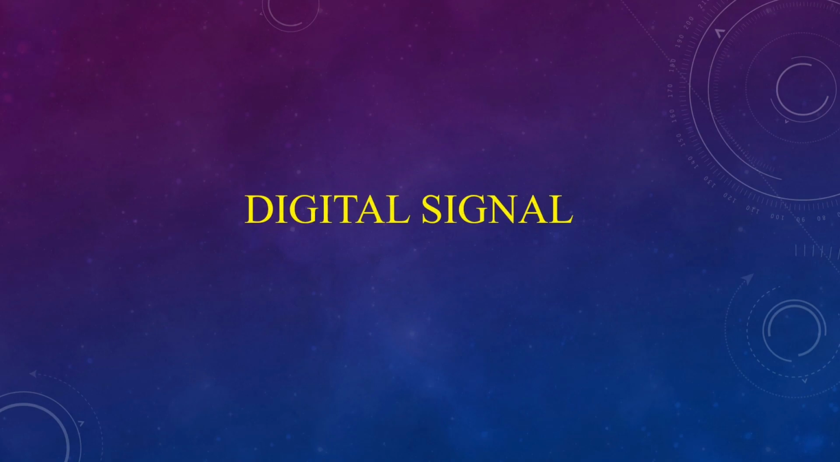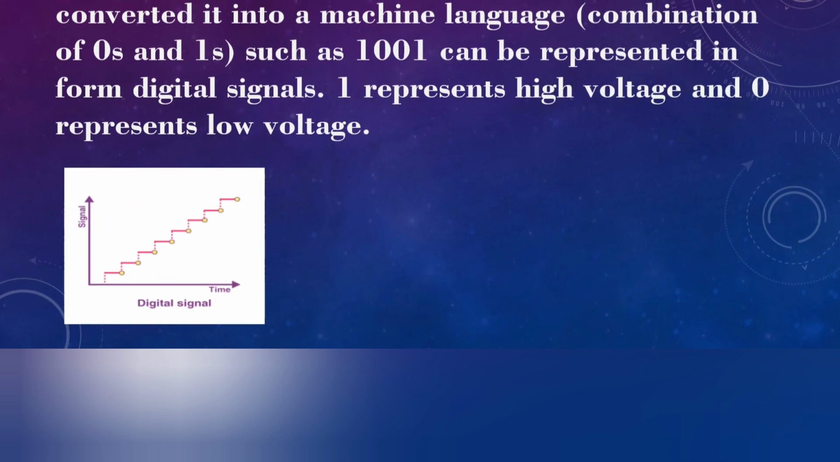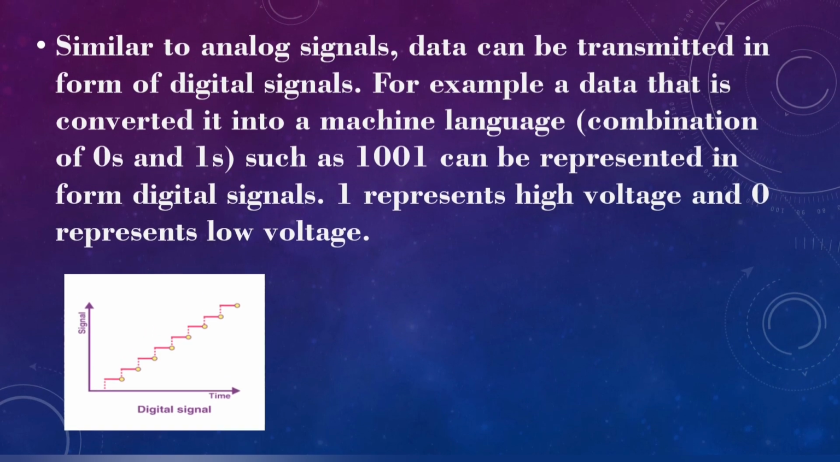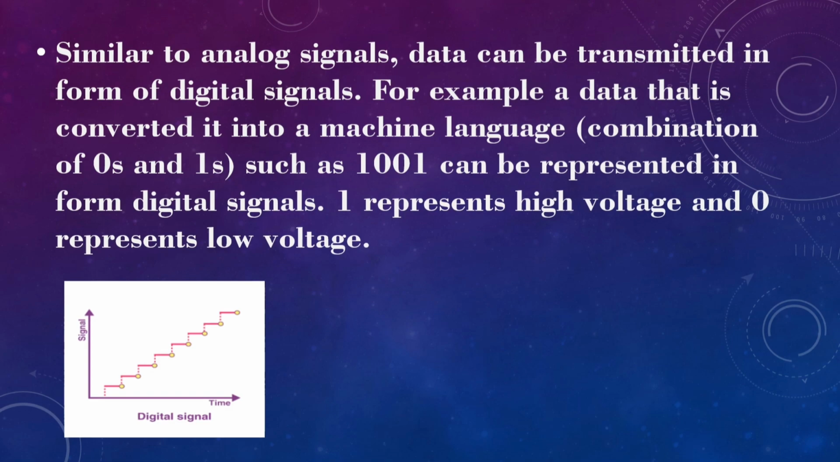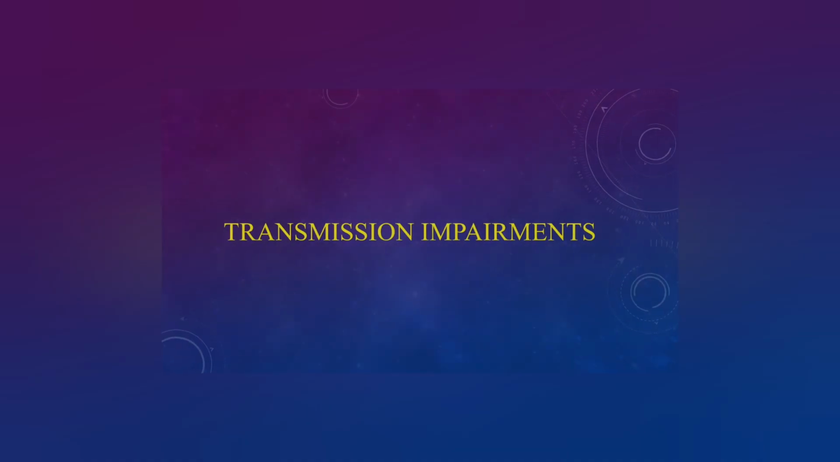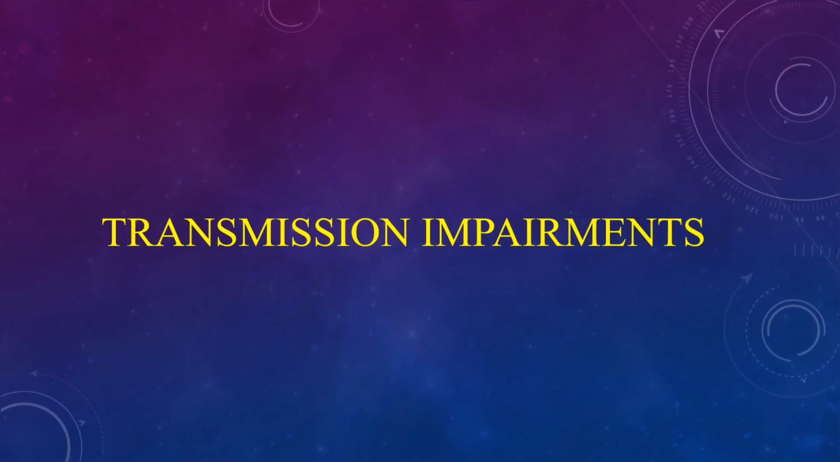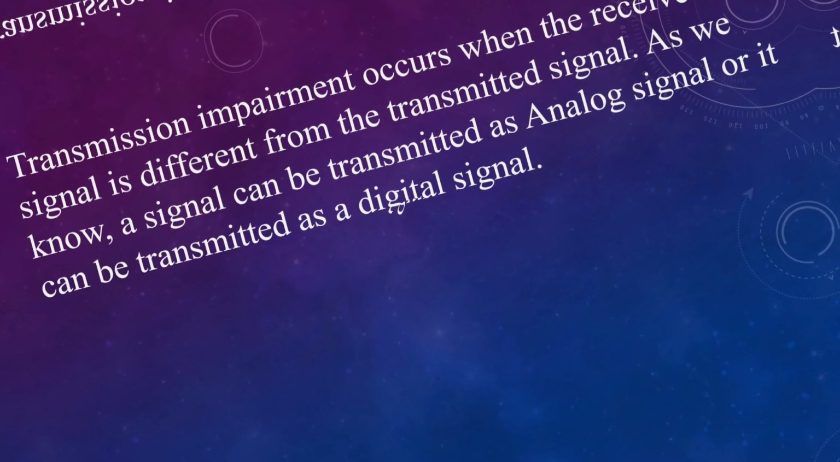Now, digital signal. Similar to analog signals, data can be transmitted in form of digital signals. For example, data that is converted into a machine language such as 1001 can be represented in form of digital signals. 1 represents high voltage and 0 represents low voltage. Now let's quickly go through the transmission impairments. Transmission impairment occurs when the received signal is different from the transmitted signal.